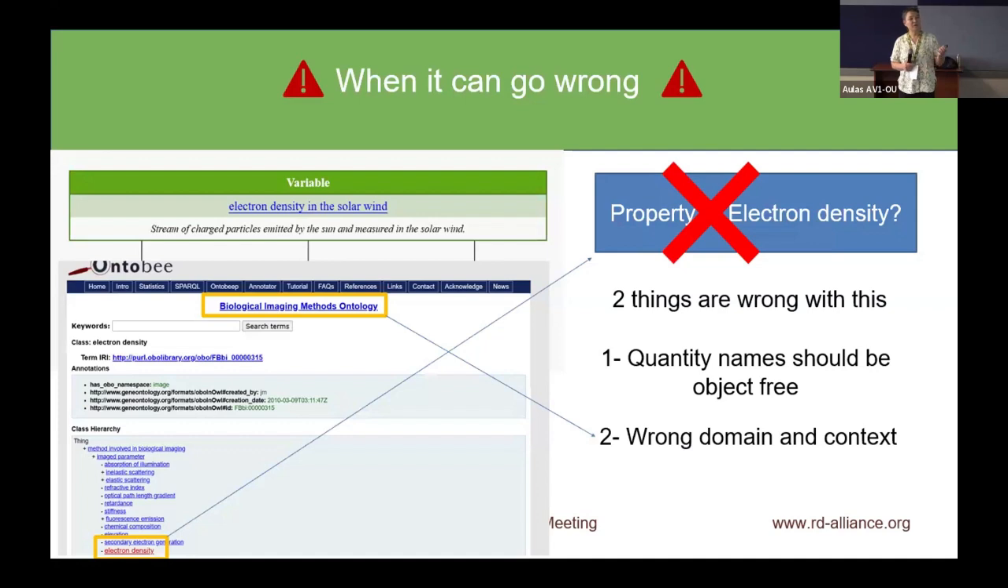And this is just my last slide, to show an example of misinterpretation. We had electron density in the solar wind, which should be modeled as number density of electron in the solar wind. One of the answers came up with electron density in the solar wind, which could be appropriate, but the fact that electron density was coming from a terminology related to biological imaging methods ontologies is clearly not appropriate for the kind of variable we're trying to measure. So that is just an example of things that can happen if we're not careful.